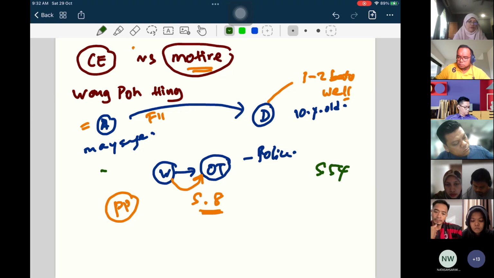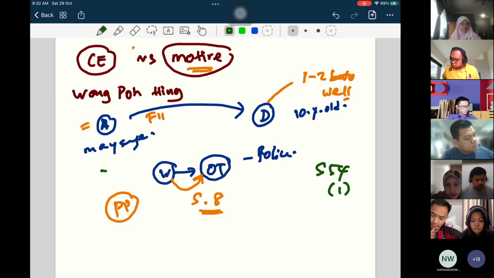Okay, now let's look at section 54. Cuba baca section 54 subsection 1. Someone give me section 54 subsection 1.